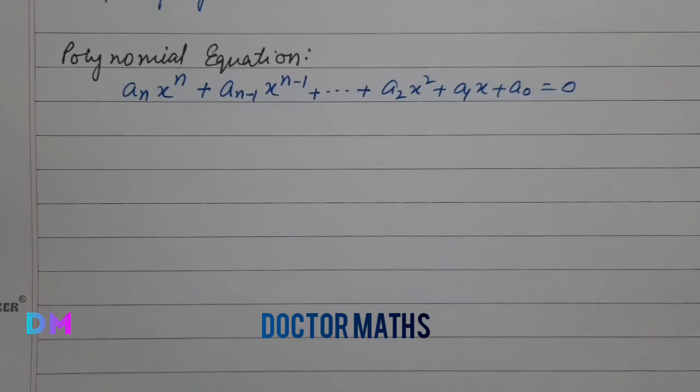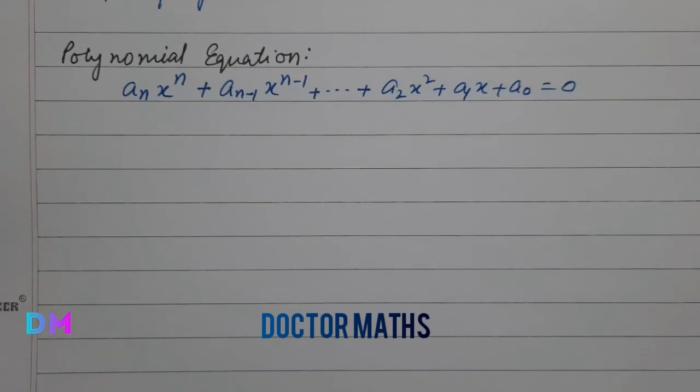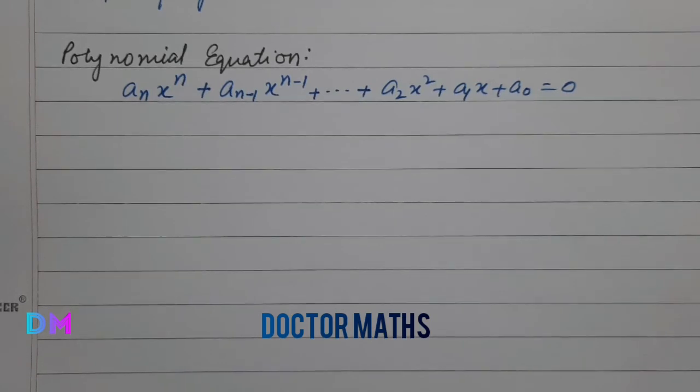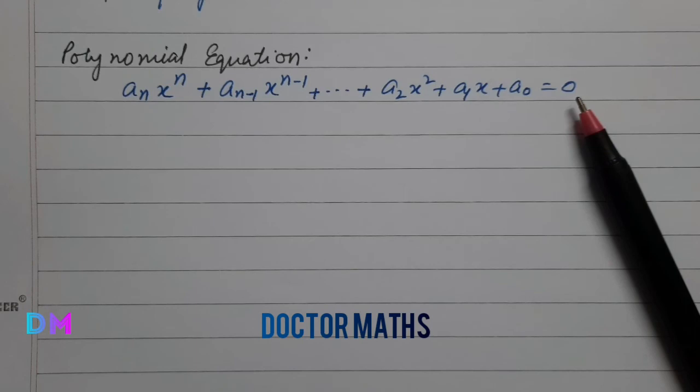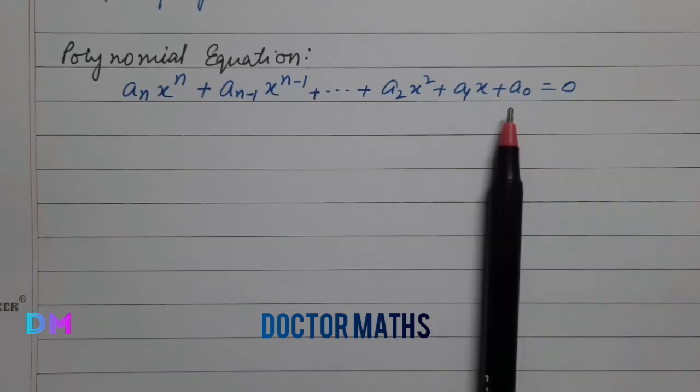Now the next one is what is called a polynomial equation. A polynomial equation means whenever we equate a polynomial with any other number, it can be 0, it can be any other number also, then it is called a polynomial equation. Like a_n x^n + a_(n−1) x^(n−1) + so on, a_2 x² + a_1 x + a_0 equals 0 is a polynomial equation. Here we can write any other number also, but in that case that number will come to the left hand side and make the equation in this form.